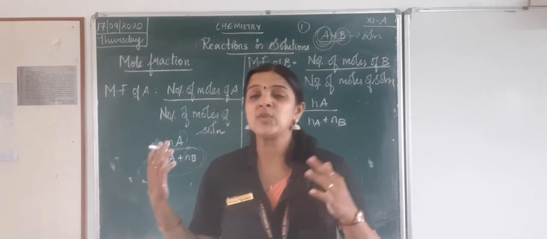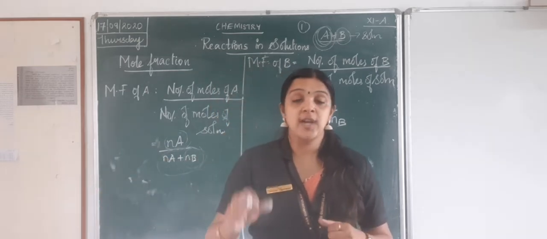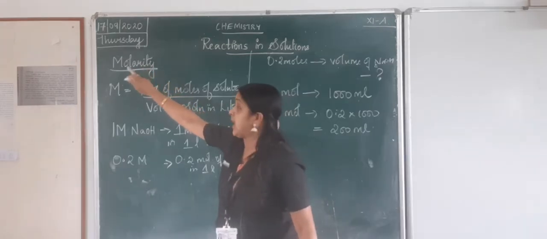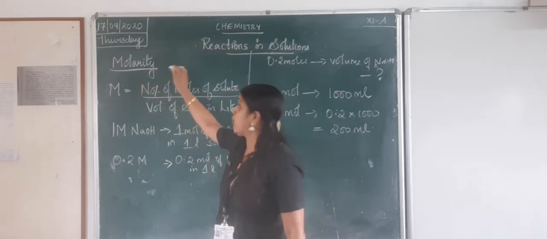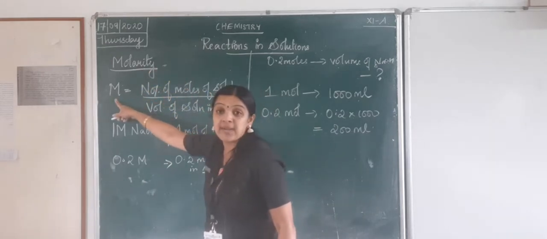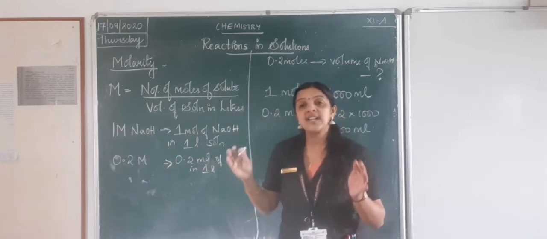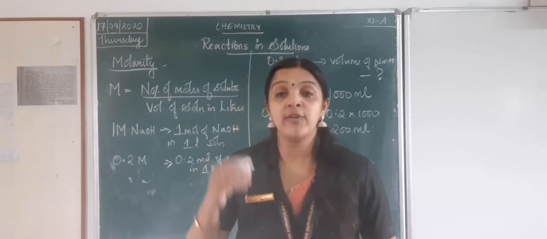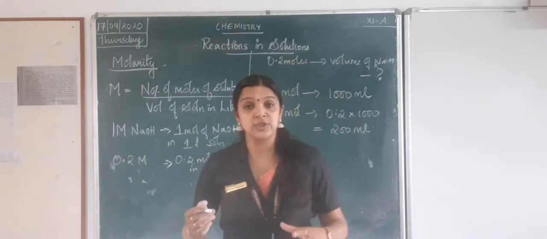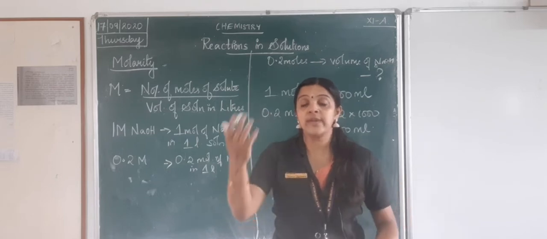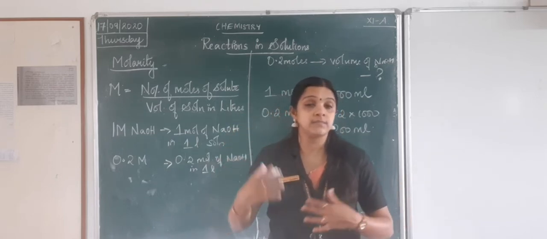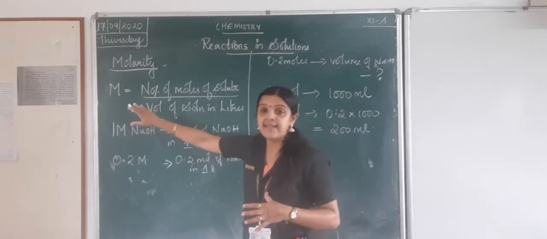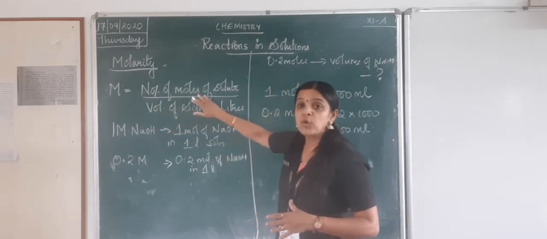Okay. Now we will get into the last part of this chapter, that is molarity and molality. Molarity, M-O-L-A-R-I-T-Y. Molarity will be denoted by capital M. What does molarity mean? We used to say molar solution, 1 molar solution, 2 molar solution. If you come to 12th standard, you will be hearing this word again and again, molar. What is molar actually? Molar or molarity means the number of moles of solute.